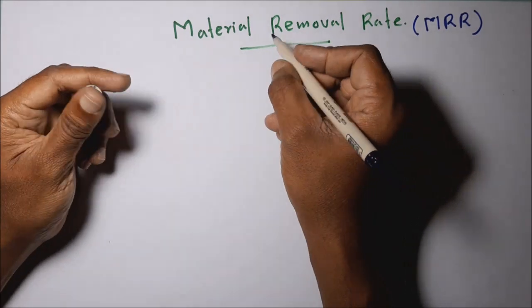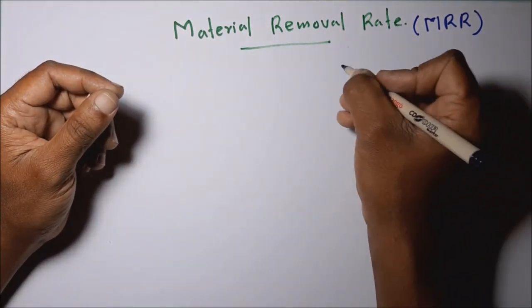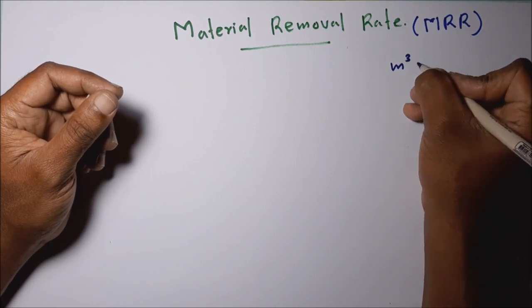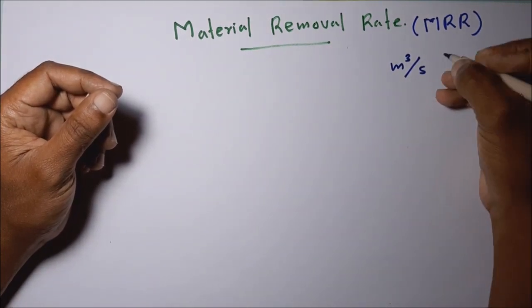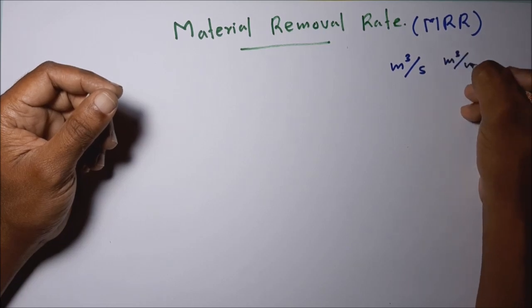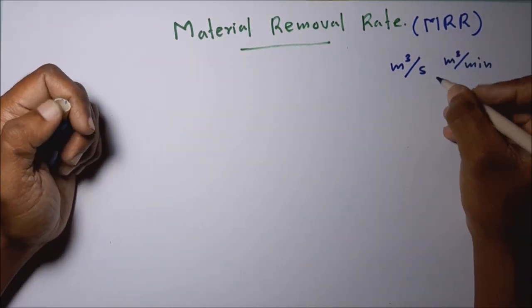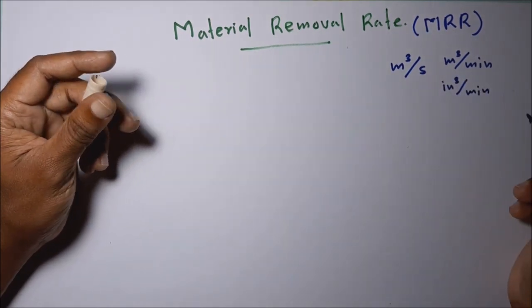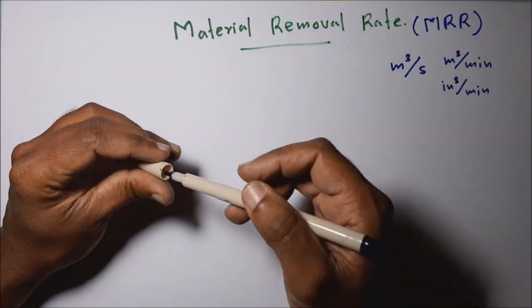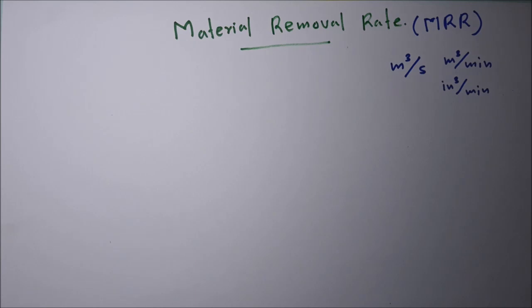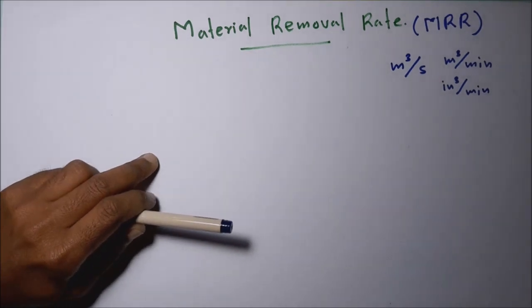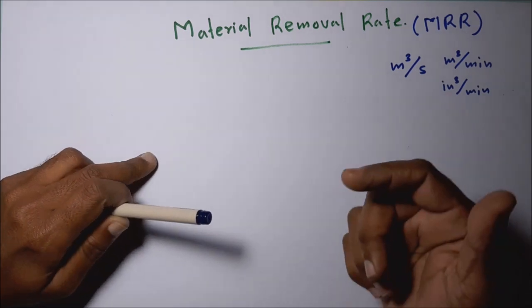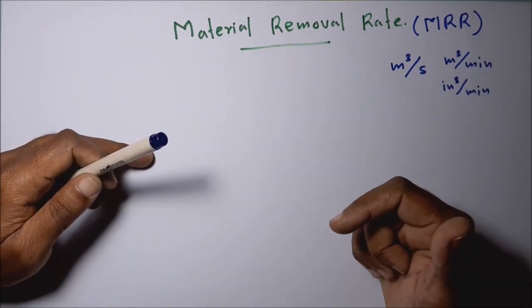It is measured in units of cubic meter per second, cubic meter per minute, or cubic inches per minute. These kinds of units are used to measure the material removal rate in machine operations. So material removal rate means, in machining, the volume of material removed per unit time.